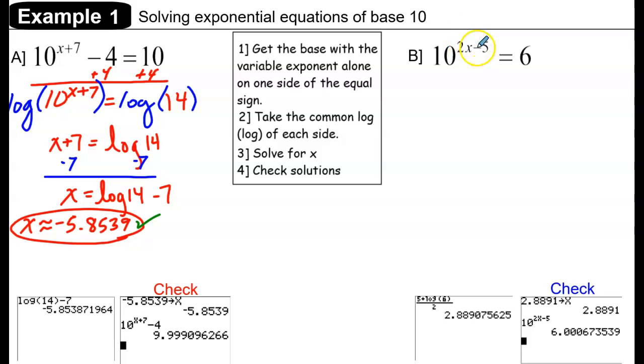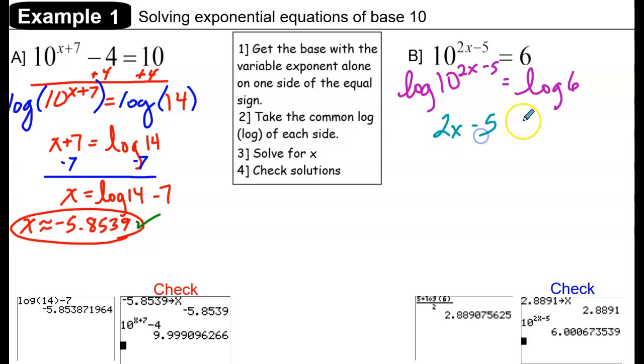We've got 10 raised to the 2x minus 5 power equal to 6. That base raised to a variable exponent is already isolated, so we don't need to worry about step 1. Step 2 is to take the common log of each side. So we're going to take the common log of 10 to the 2x minus 5 power and the common log of 6. Then using the inverse property, we bring down the exponent. 2x minus 5 then is equal to the common log of 6.